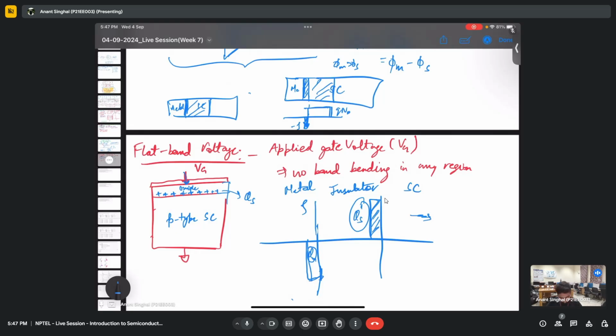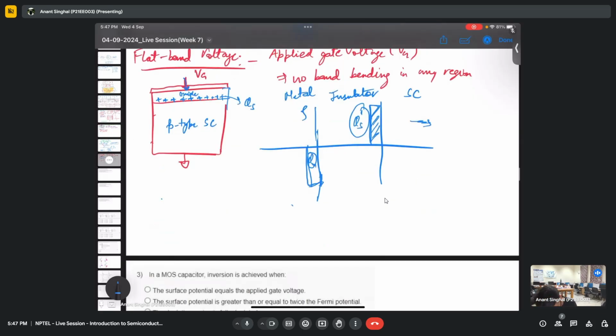Sir, was QS added through the application of VG? No, no. That is a good question. In general, have you ever heard about this term fabrication? Like fabrication of devices?